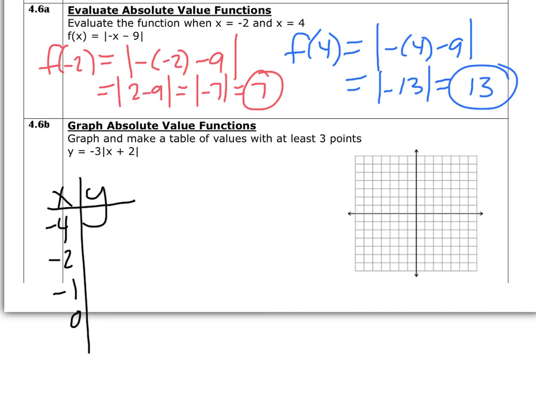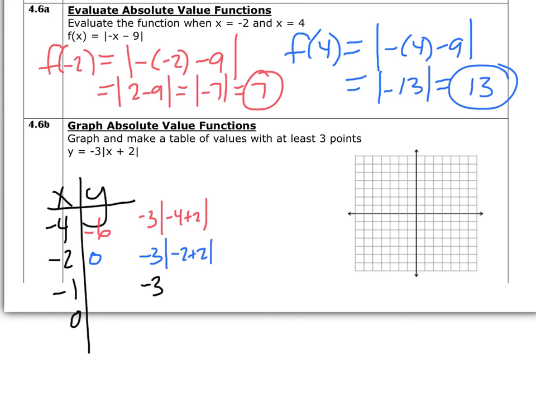I'm going to put each of these values that we see here into the equation and see what we get. So -3, absolute value of -4 plus 2. -4 plus 2 is -2. The absolute value of -2 is +2. +2 times -3 is -6. The next one would be -3 and then -2 plus 2. -2 plus 2 is 0. Absolute value of 0 is 0. This becomes 0 times -3, or 0.